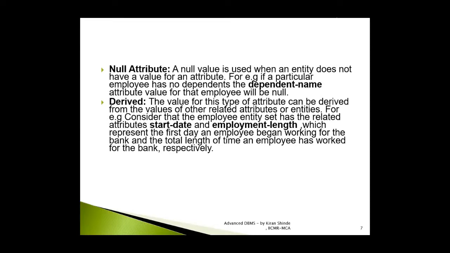Other category of attribute, derived attribute. Now, as the name suggests, derived means the value of that attribute is derived from some other attribute. Then such an attribute is called a derived attribute. Here I have taken a very simple example. Consider that the employee entity set has the related attributes start date and employment length, which represent the first day an employee began working for the bank and the total length of time that the employee has worked for the bank. Of course, what will be the output out of it? The start date and employment length will give you the number of years that the employee has served that particular firm. So the number of years will be the derived attribute from these two attributes, that is start date and employment length.